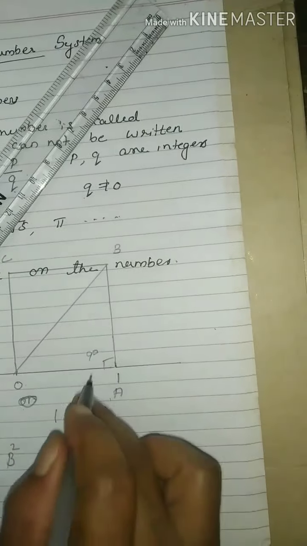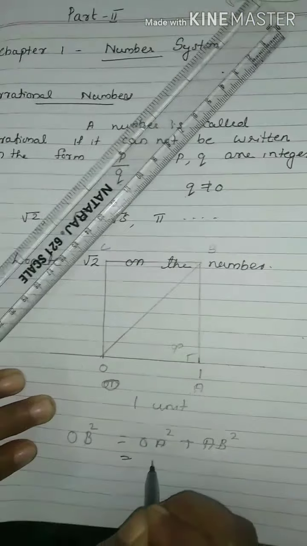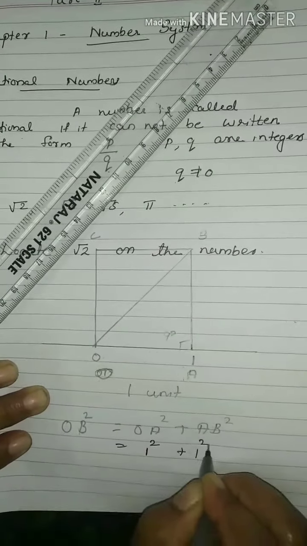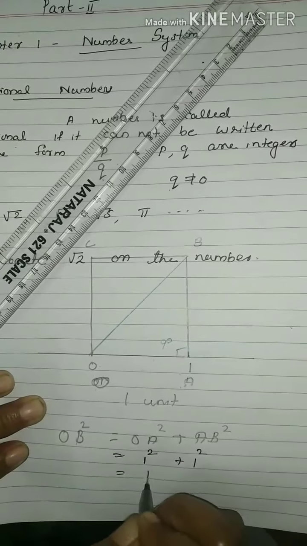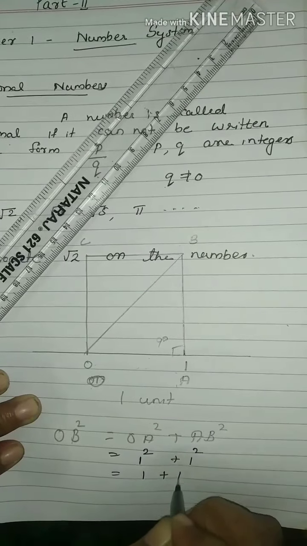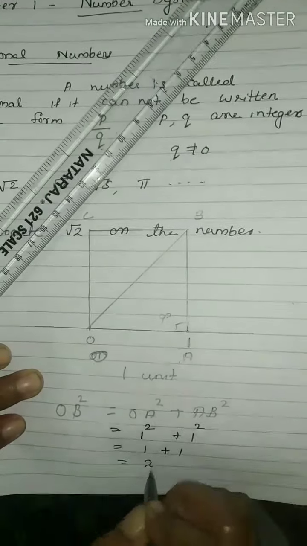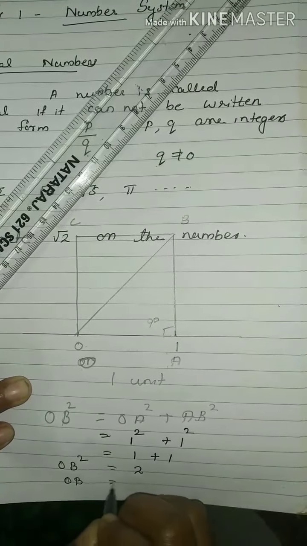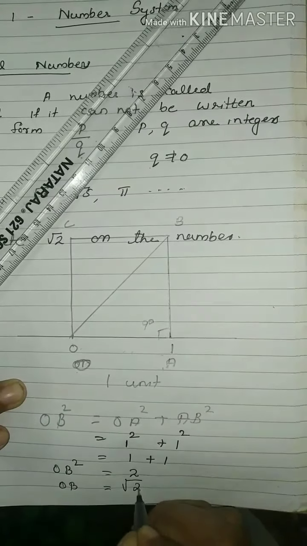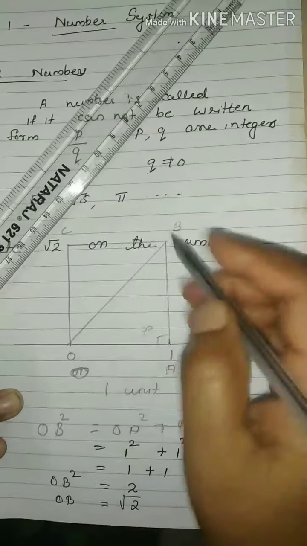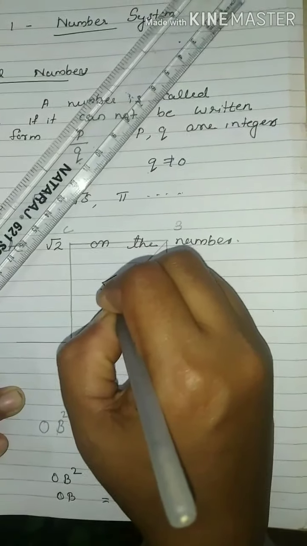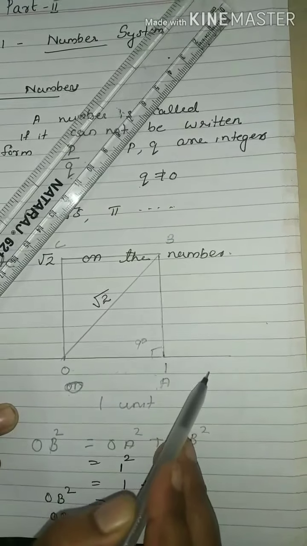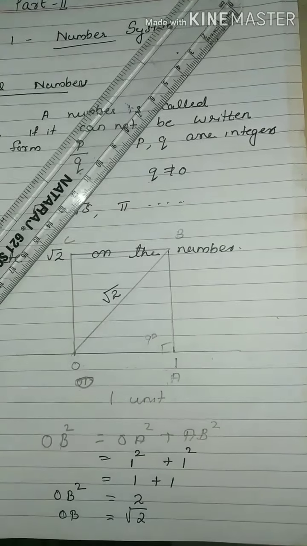We know that these are unit lengths. So OA is equal to 1 unit, that is 1 square. AB is 1 square. Then 1 square plus 1 square is 1 plus 1, that is 2. So OB square is equal to 2. So OB is equal to square root of 2. See, this diagonal is root 2. Understand? Now this root 2 we can represent on the number line.